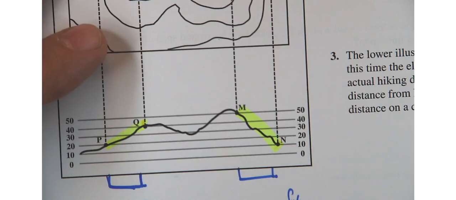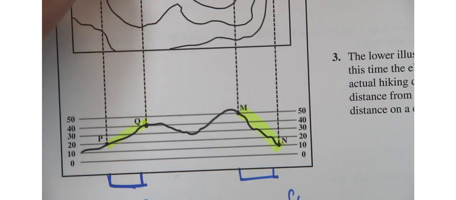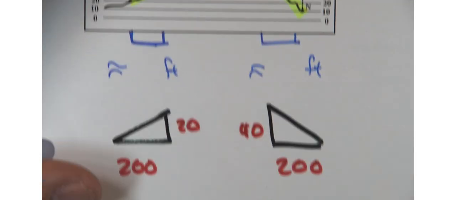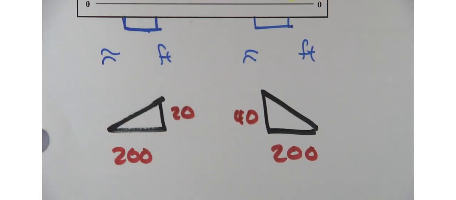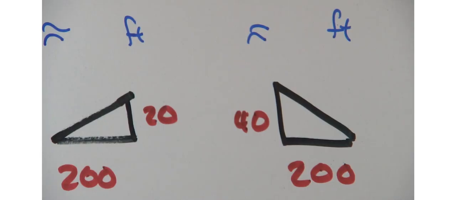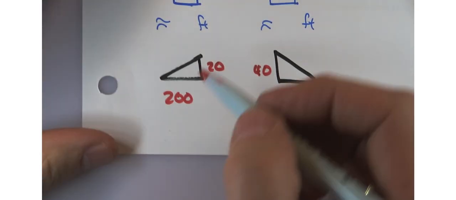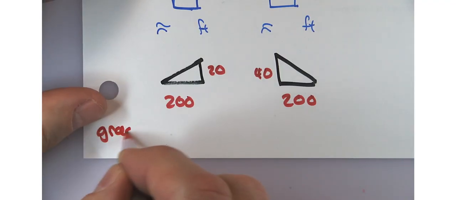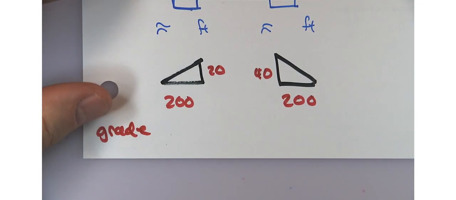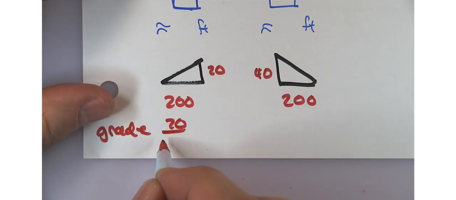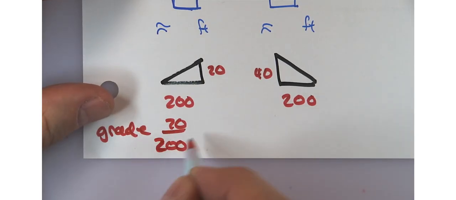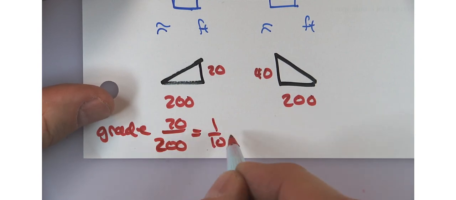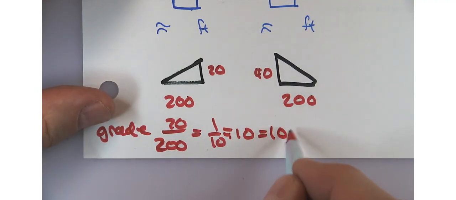And how about that second person? How far did they move up? Yeah, about 40 feet. Now, if you look at the grade here, the grade is just the slope of this. So the grade or the slope is going to be the rise over the run. 20 over 200 is going to give you 1 over 10, or 0.10, 10%. That's the grade of the first one.